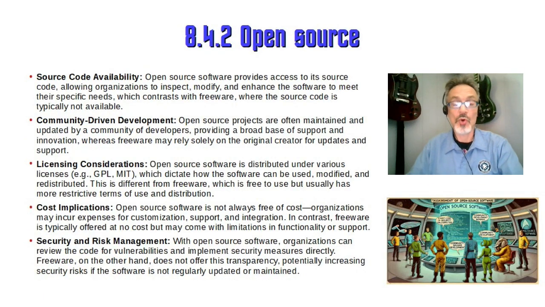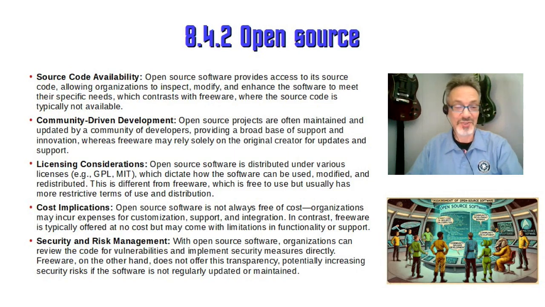8.4.2 Open source software. Open source software offers a lot of flexibility, but it also comes with unique security considerations that are important. Source code availability. Unlike COTS, open source software allows you to inspect, modify, and enhance the source code to meet your organization's specific needs. This transparency can be a security advantage, but it also means that vulnerabilities are publicly visible to attackers as well.